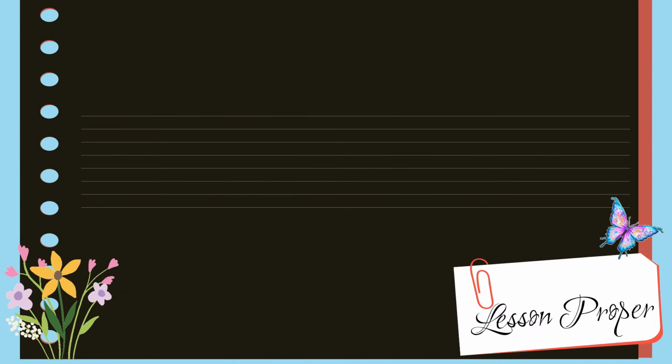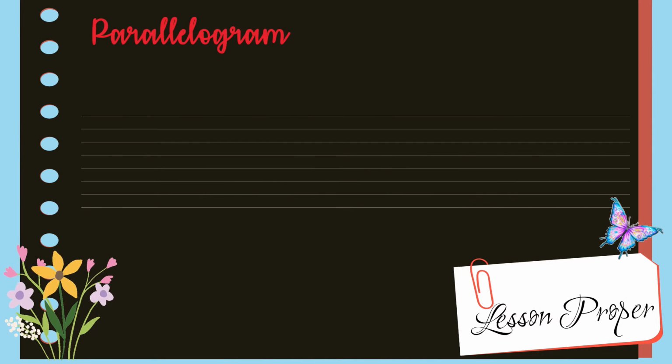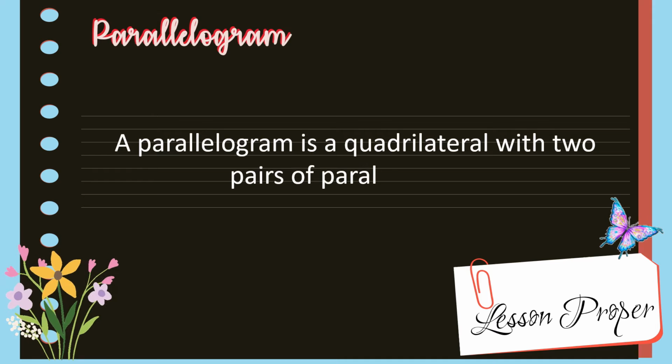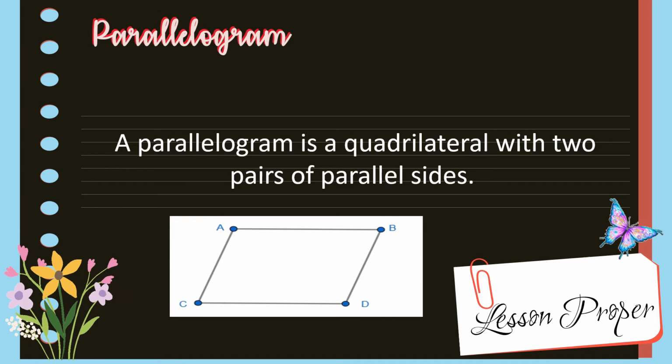There is a special kind of quadrilateral, and that is what we call the parallelogram. Now, what is a parallelogram? A parallelogram is a quadrilateral with two pairs of parallel sides. So, if this is parallelogram ABDC or ACDB, then the opposite sides are parallel. So we can say that side AB is parallel to side CD, or side AC is parallel to side BD.